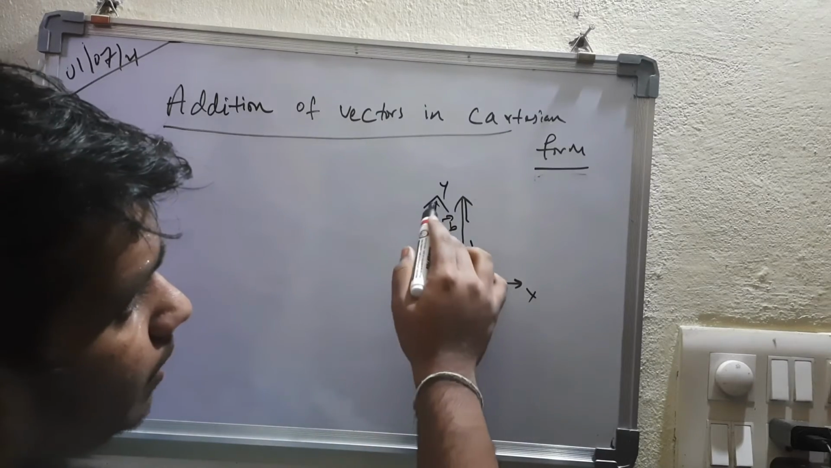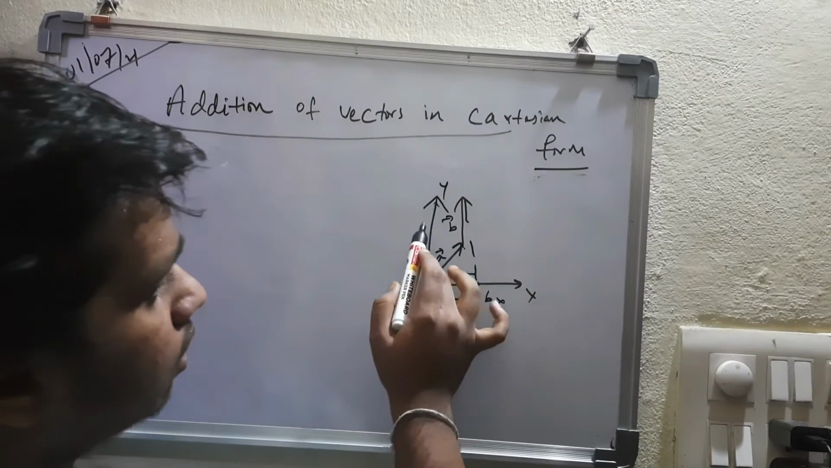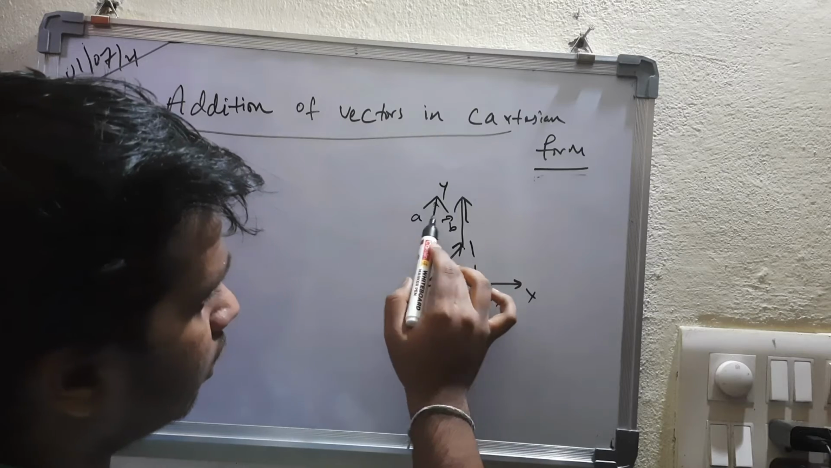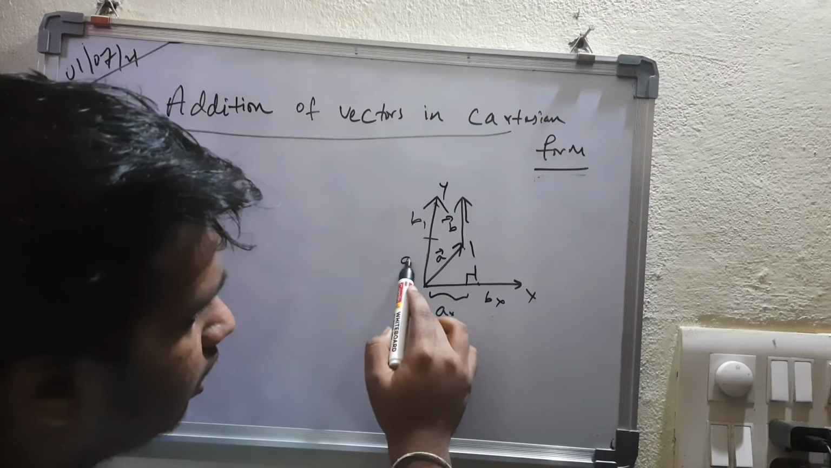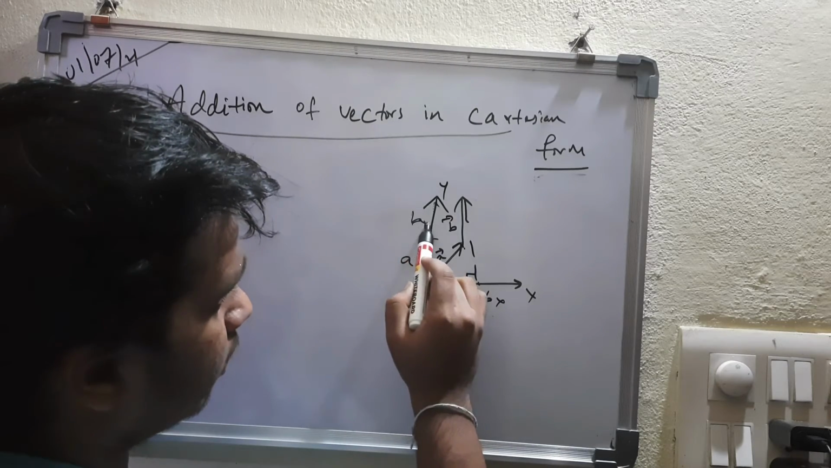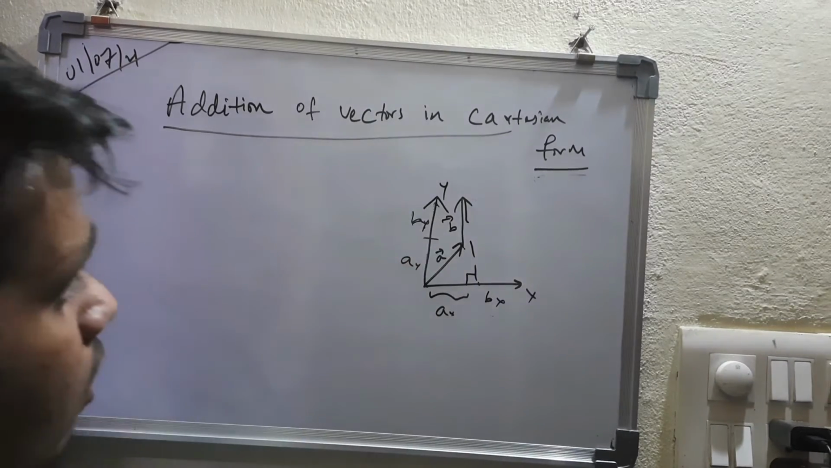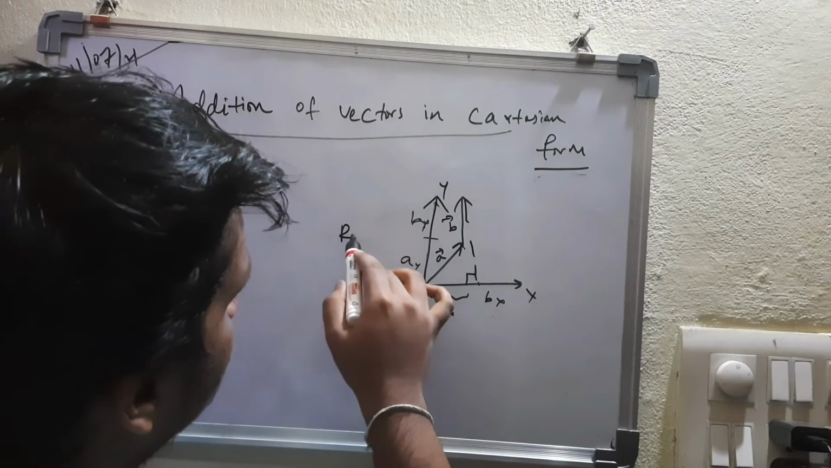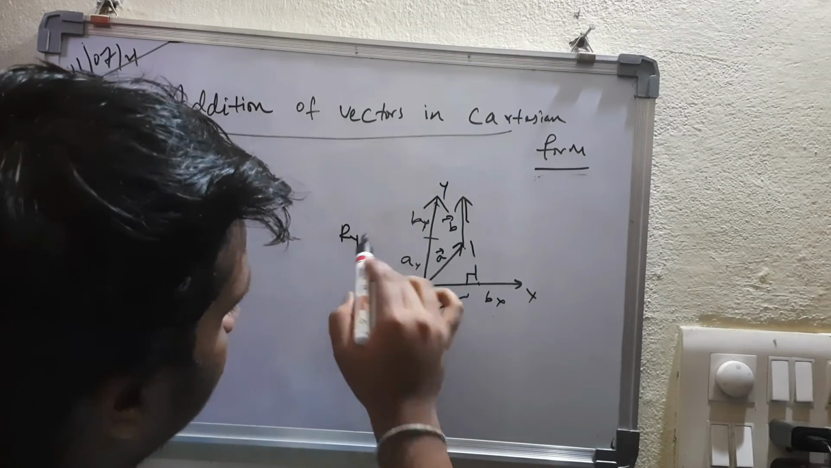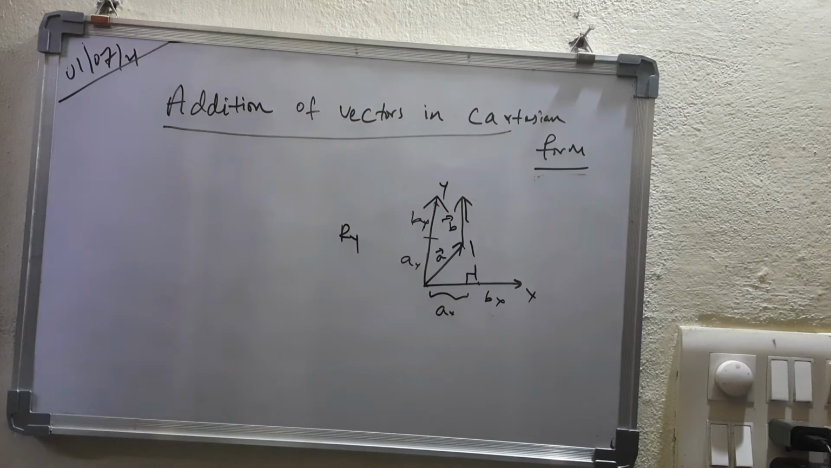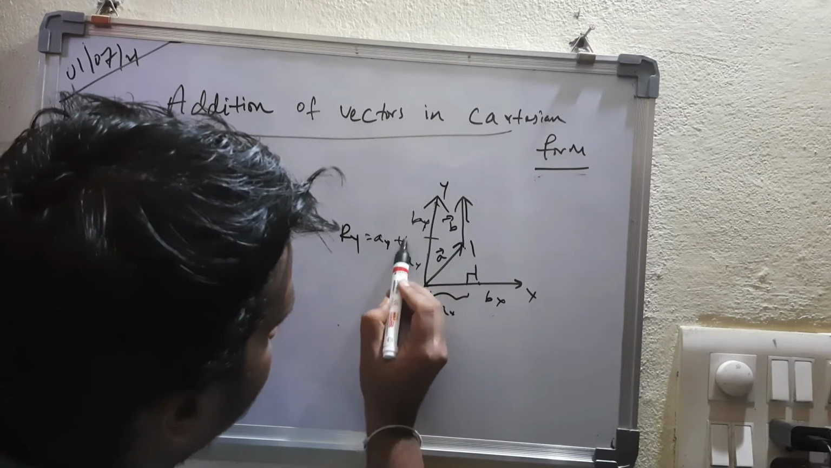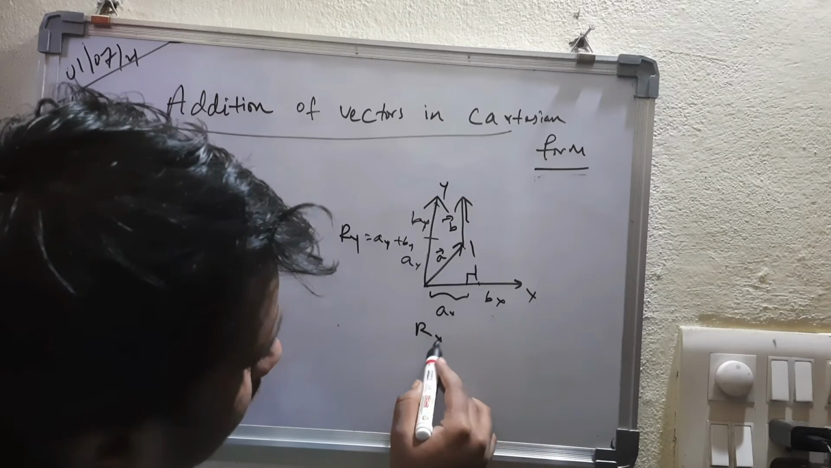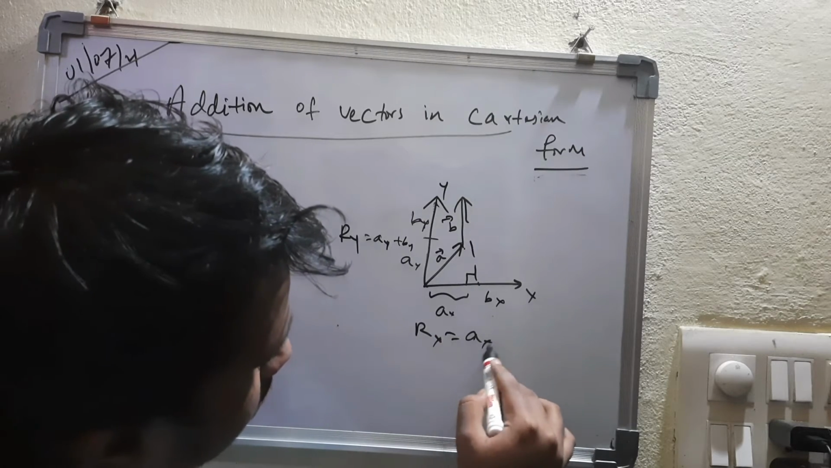Now coming to the y axis, this will be by and this will be ay, with respect to A and B on the y axis. Now the resultant on the y axis is equal to ay plus by, and for the x axis Rx equals ax plus bx.